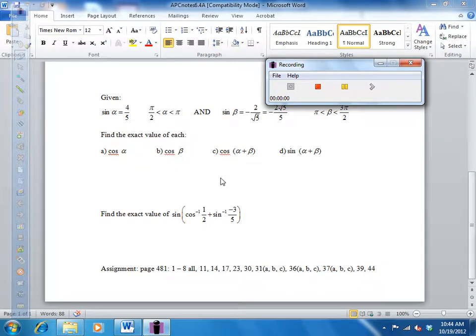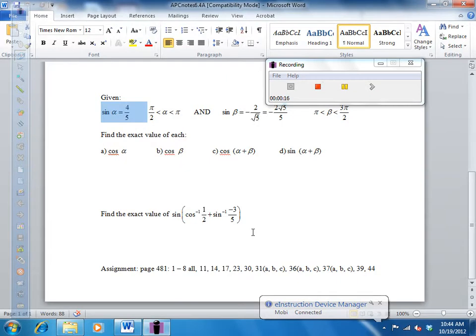Okay, so this is the second part of today's notes. I just had to add one more problem to the notes for today. So I want to look at this problem right here and show you how to do it.